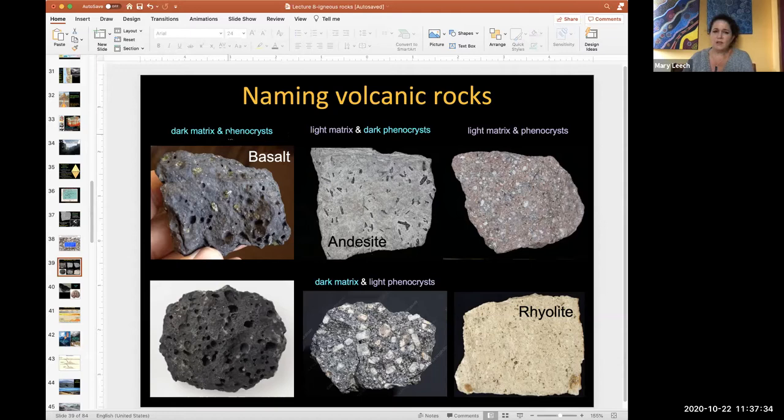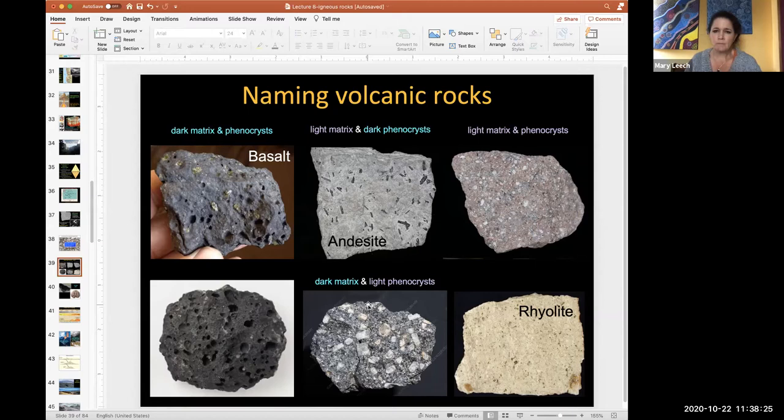If you get a mixed message, dark matrix, light phenocrysts, or lighter matrix with dark phenocrysts, go intermediate. So that's an andesite. And that's the best you can do with your naked eye, without a microscope, without a chemical analysis. That's using the color index, and that's using the composition of the phenocrysts. Okay, so you're just gonna use light and dark as a comparison. So overall, light colored, light crystals, rhyolite. Dark crystals, andesite. Dark crystals, mafic, basalt. Questions?